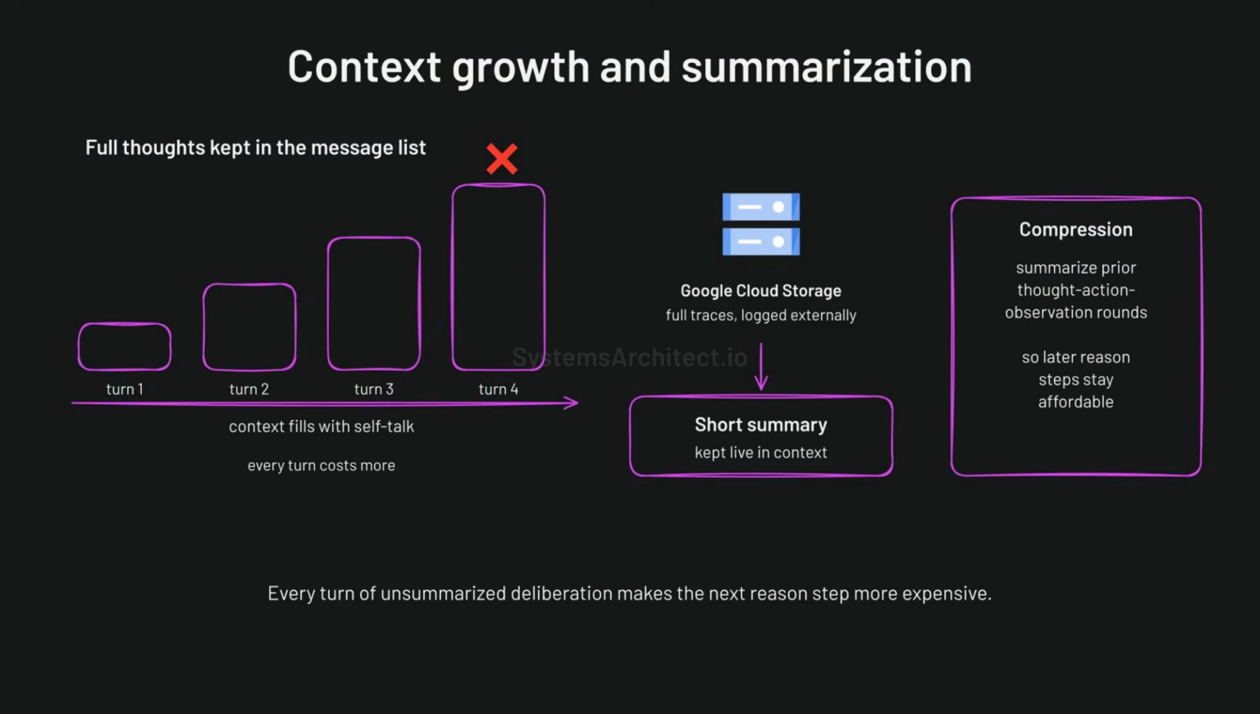Context window consumption by traces grows every turn if full thoughts stay in the live message list. Prefer external logs plus short in-context summaries so later reason steps stay affordable. Trace summarization and compression keep long deliberation from exploding the window after ReAct thought action interleaving builds up prior observations.